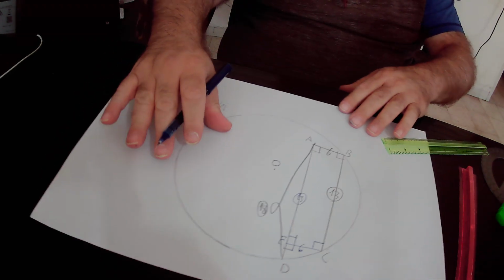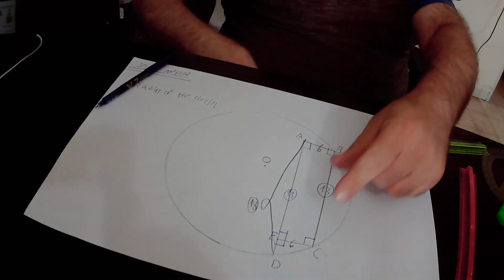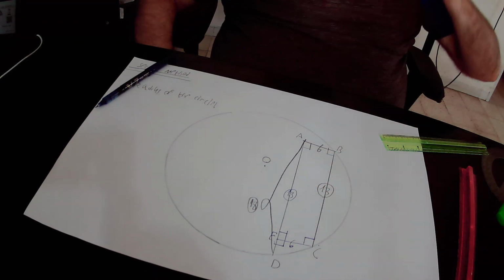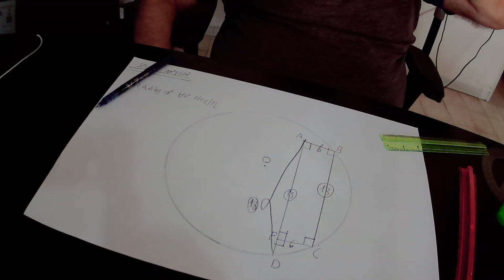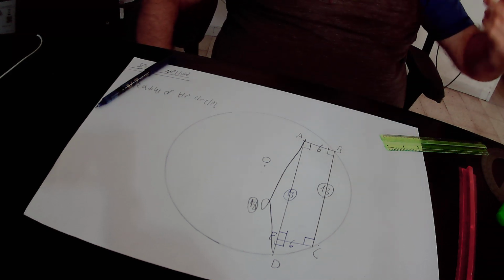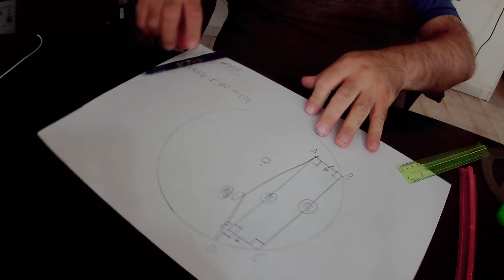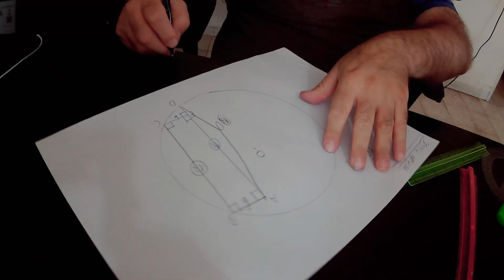And what is the length of line segment ED? The length of line segment ED is equal to AD minus AE. AD is 18, AE is 13, therefore AD minus AE is 18 minus 13, that is 5. So ED equals 5 units.